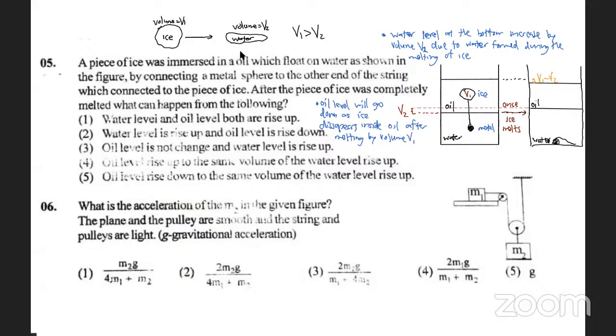V1 minus V2. Okay, right. I'll just write that statement and finish it off. Therefore, finally, since volume increased is less than volume reduced, oil level at the top will go down eventually.